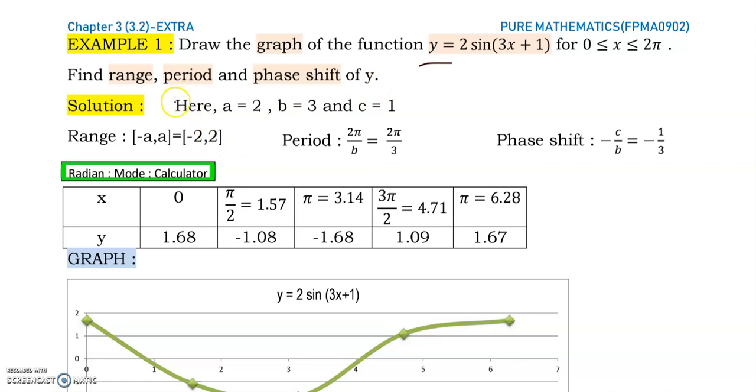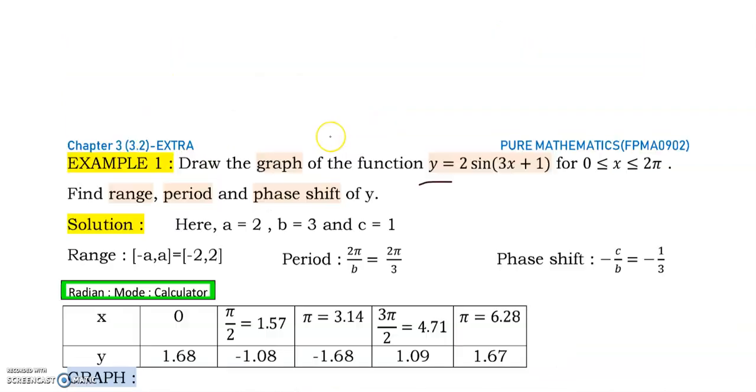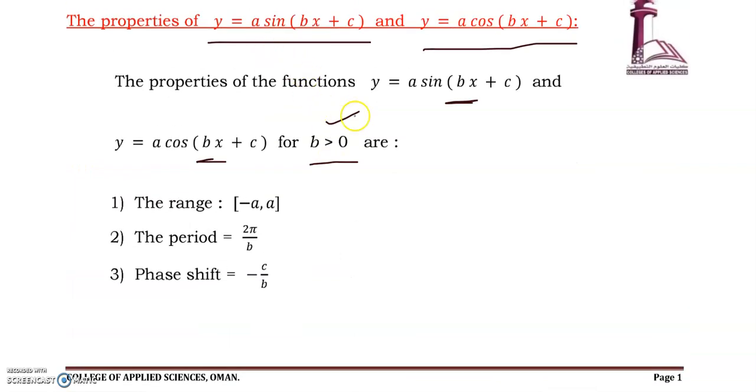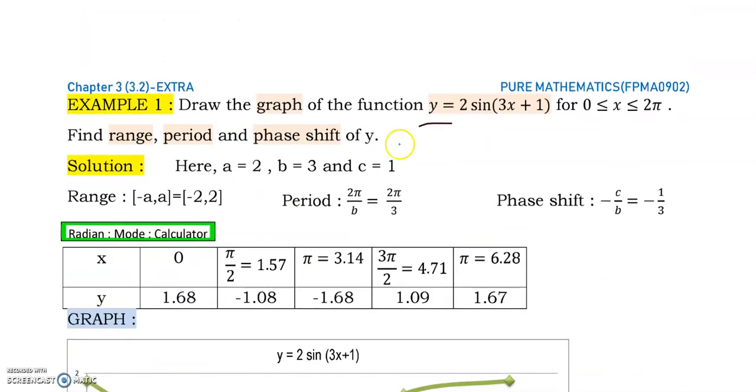Okay, here first we have to write what is a, what is b, what is c. You know that this is the general form of the function y is equal to a sine bx plus c. So here you compare this equation with the given function. Now what is a? The value of a is 2. What is b? Value of b is 3, because the coefficient of x is 3, that is b. Now what is c? C is 1.